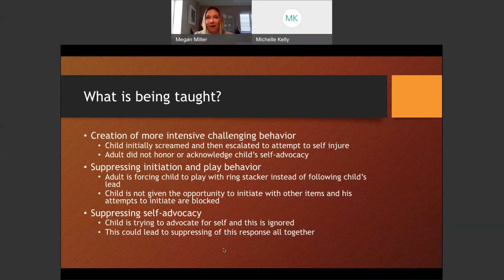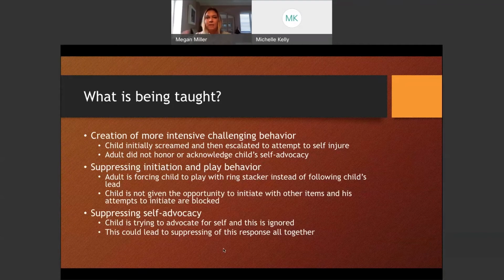And then we wonder why over time, a lot of our learners might go into school or turn into adults who don't initiate and aren't spontaneous in their behavior, because all of their attempts to initiate and be spontaneous when they were little were blocked and redirected to something else. And then lastly, you're suppressing self-advocacy. So the child is trying to advocate for themselves, and this is ignored. And this could lead to the suppressing of the response altogether.